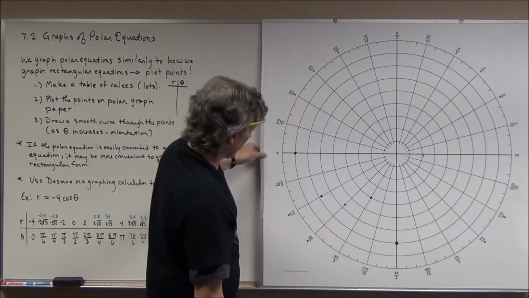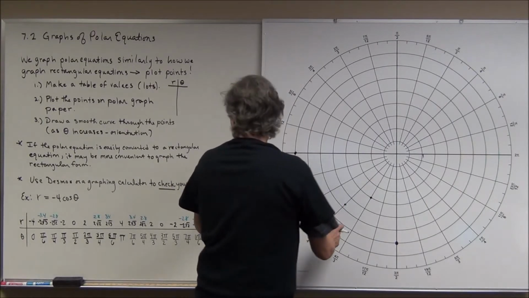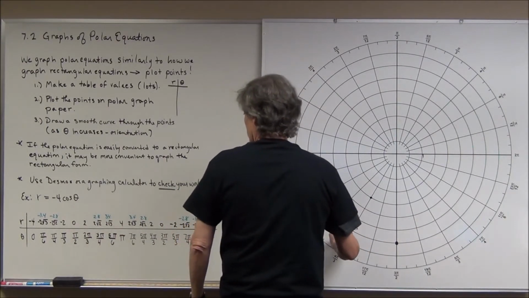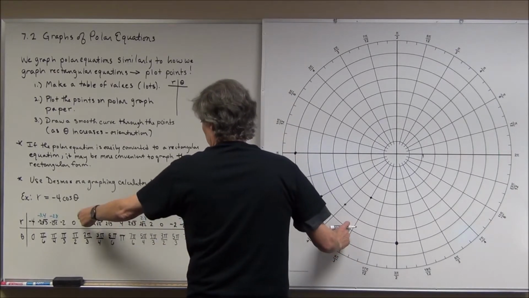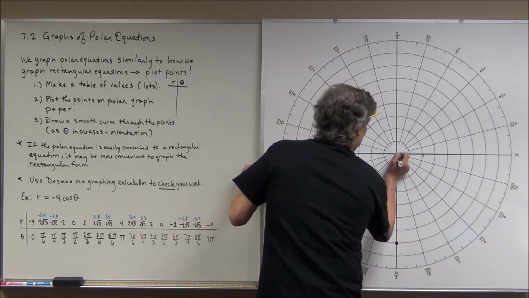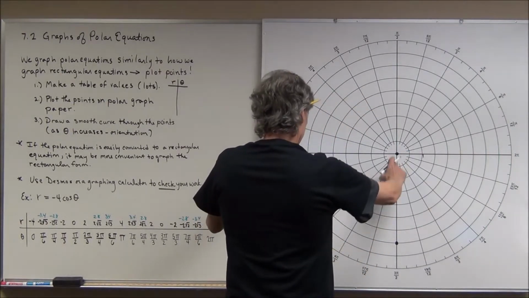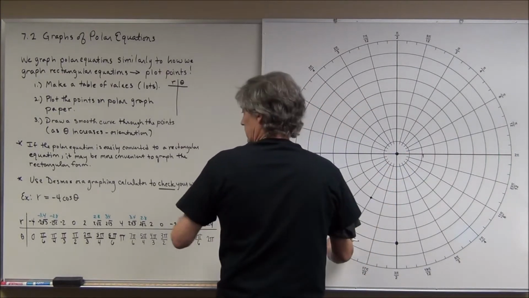So some kind of a curve, looking at those points there. And then we get to 0, pi over 2. Well, it doesn't matter what the angle is. If the polar distance is 0, you're at the pole right here. So I'll make that nice and big. Well, no, kind of round. Let's see.